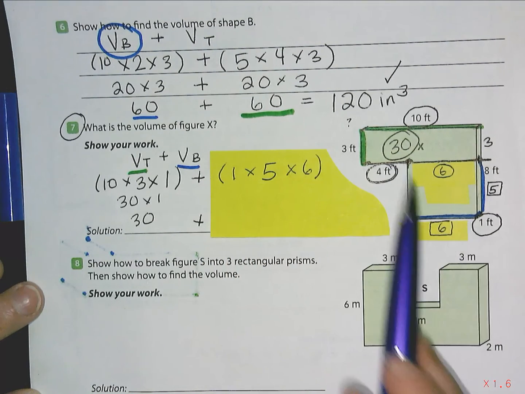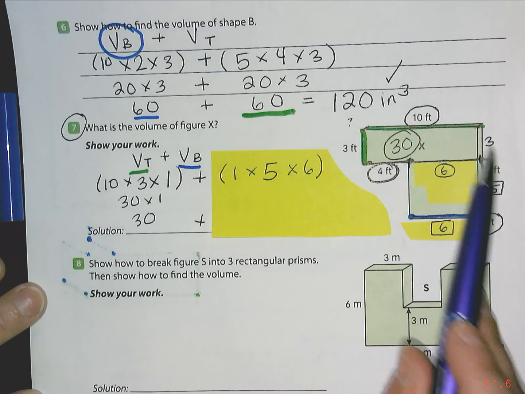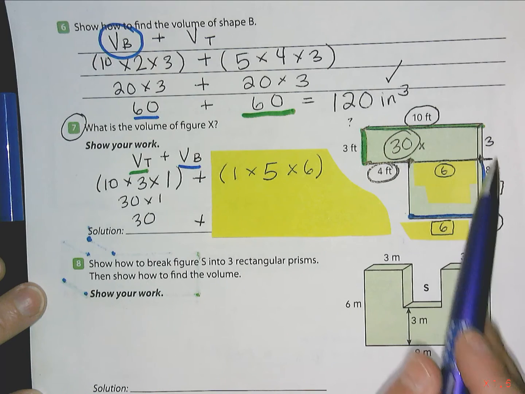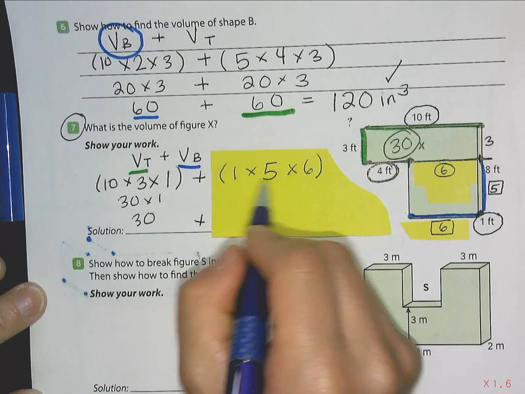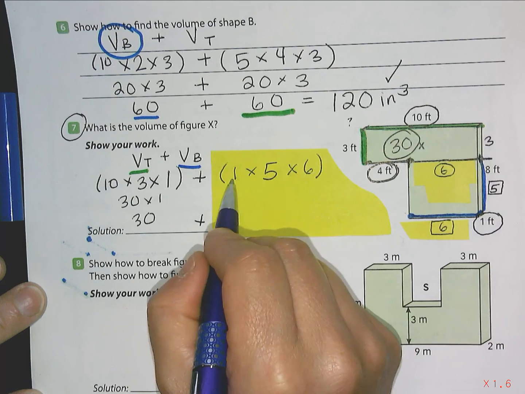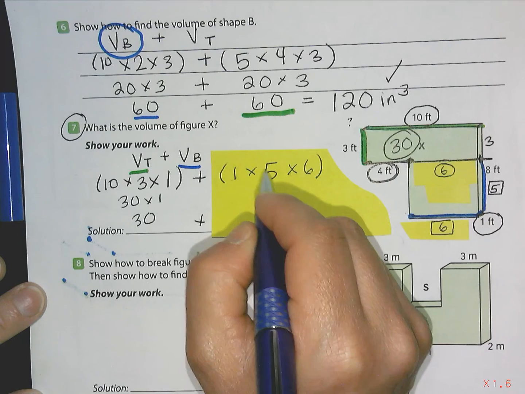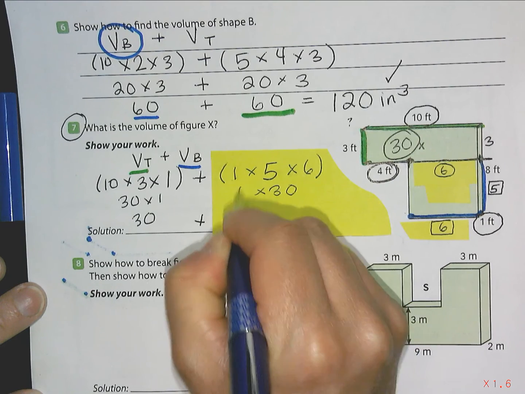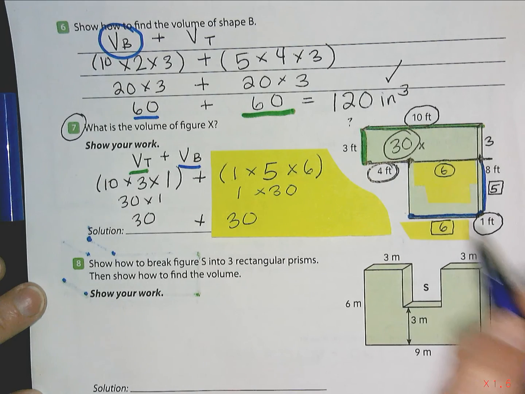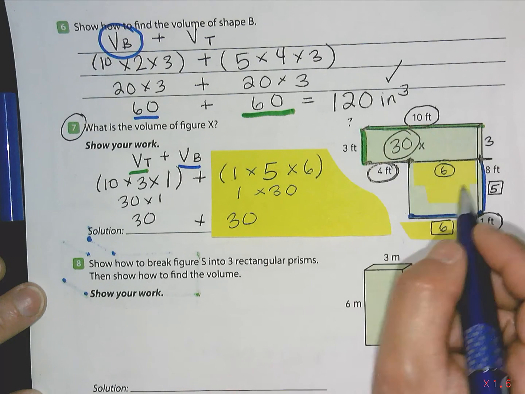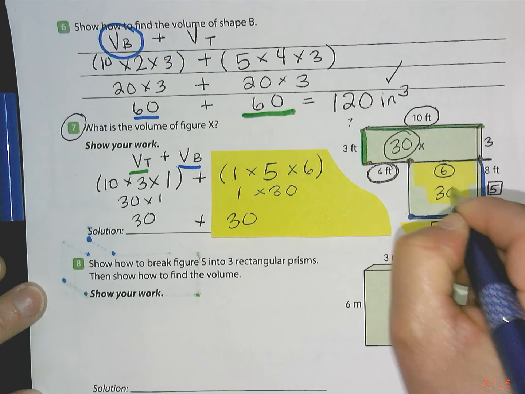So these figures can get pretty tricky because you do have to make multiple steps of figuring out what all your dimensions are. I'm going to go with 5 times 6 because I know anything times 1 is going to be the same. So 6 times 5 is 30 times 1. Oh, so we've got the same volume this time. The bottom and the top actually have the same volume of 30 and 30.